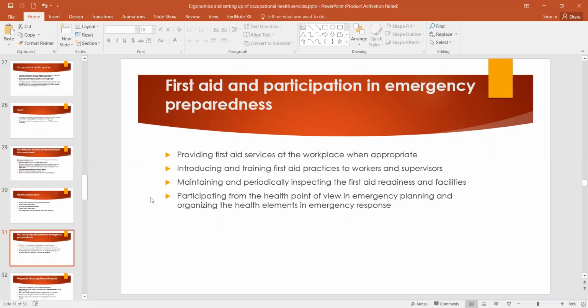First aid and participation in emergency preparedness. This means providing first aid services at the workplace when appropriate, introducing and training first aid practices to workers and supervisors, maintaining and periodically inspecting the first aid readiness and facilities, participating from the health point of view in emergency planning, and organizing the health elements in emergency response.